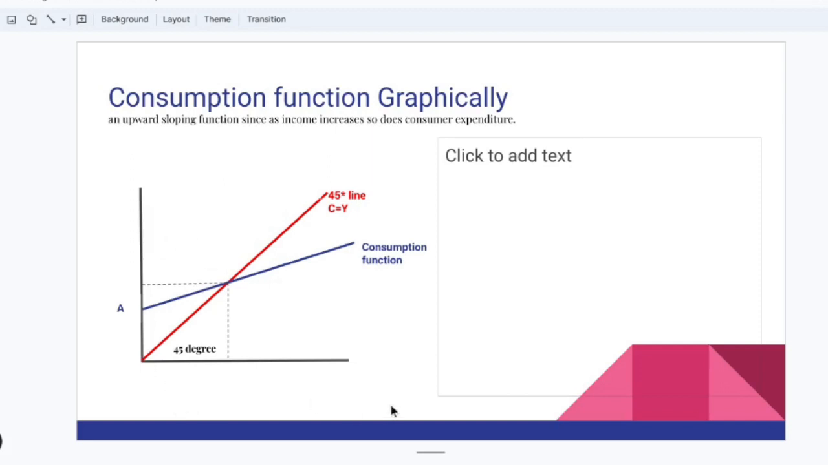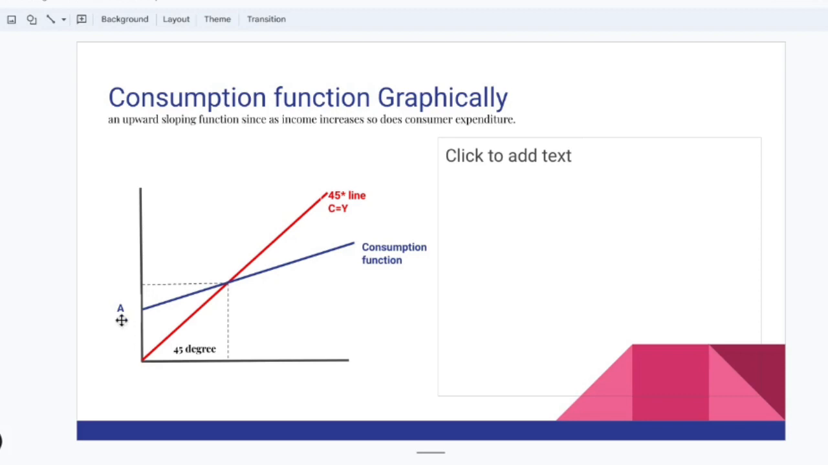Now, graphically, this can be represented using a consumption function curve. Before getting to that, it is an upward sloping function, since as income increases, so does the level of consumers' expenditure. Meaning that if you start earning more, you're going to be spending more, and if you're spending more, you're saving less. So it's kind of a linear function. It goes up.